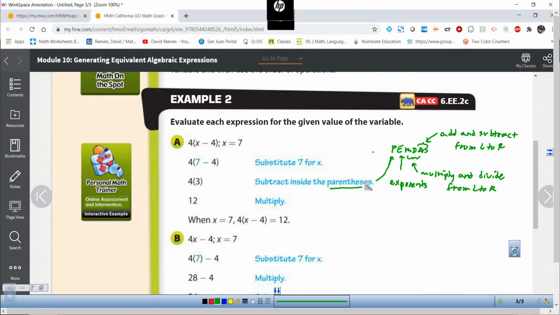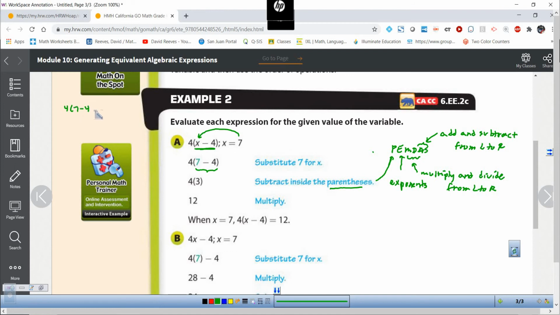Okay? So we reviewed order of operations earlier this year, but just a reminder that when you are evaluating an expression, you also follow order of operations. So the first thing they did was they took that 7 and they put it in for x. All right. Now, what this tells us here is we're going to do 4 times this expression here, right? But we're going to do what's inside the parentheses first. So we do what's inside the parentheses first. 7 minus 4 is 3, and 4 times 3 is 12. By the way, later on, we're going to be reviewing something called the distributive property.